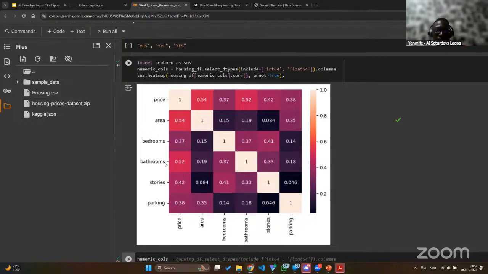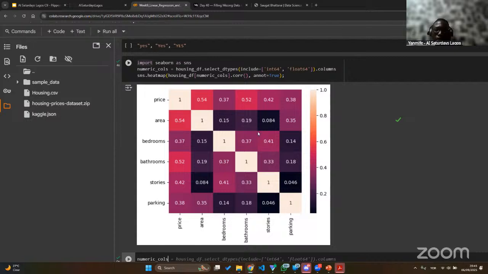Looking at this now, the number of bathrooms and the house price have a positive correlation. This is telling us that everything has a positive correlation, and the area and bathrooms have a higher correlation to the price.